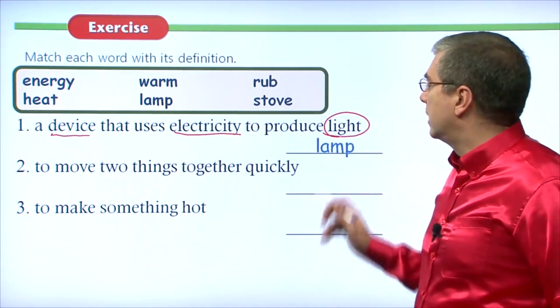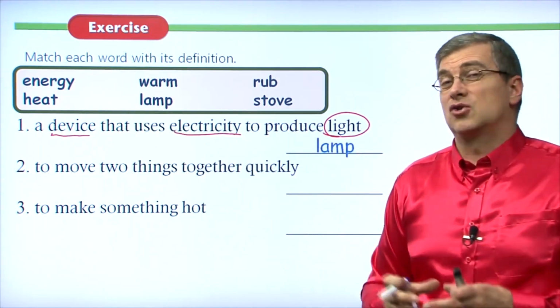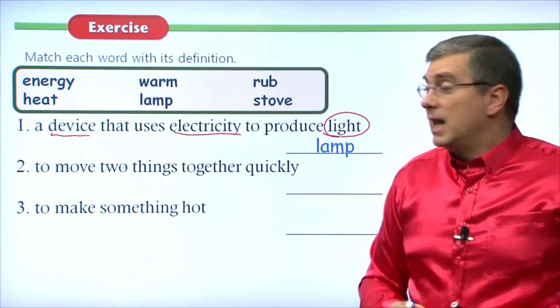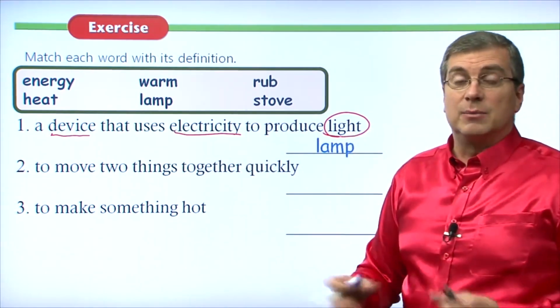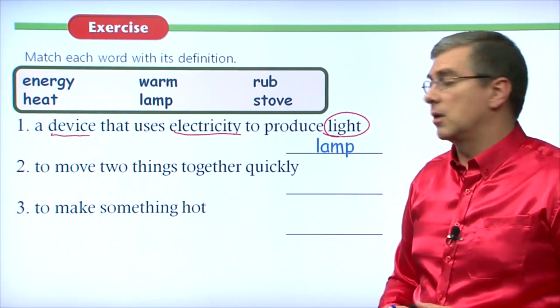This, of course, is called a lamp, right? So a lamp is a device. It uses electricity as its energy, and it produces light, but it also produces heat. Light produces heat as well.